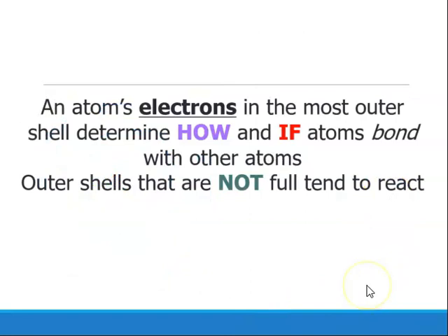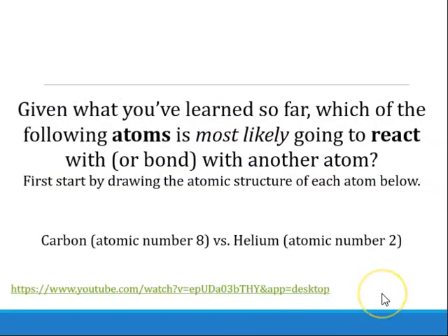Now, an atom's electrons in the most outer shell determine how and if the atom will bond with other atoms. Outer shells that are not full will tend to react with other atoms. So given what you've learned so far, which of the following atoms are most likely to react with or bond with another atom? So first you want to start drawing the atomic structure of each atom below.